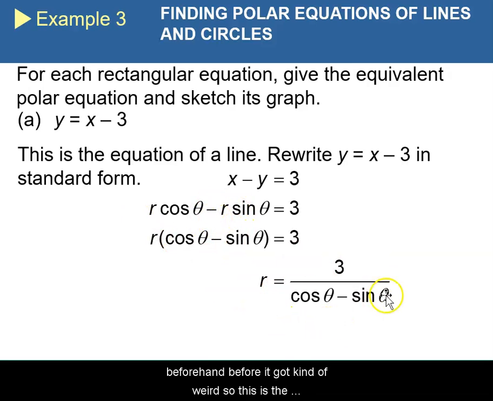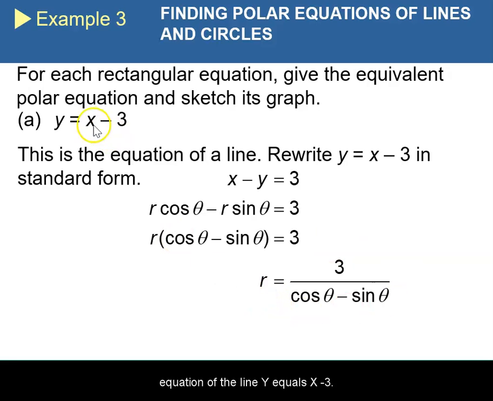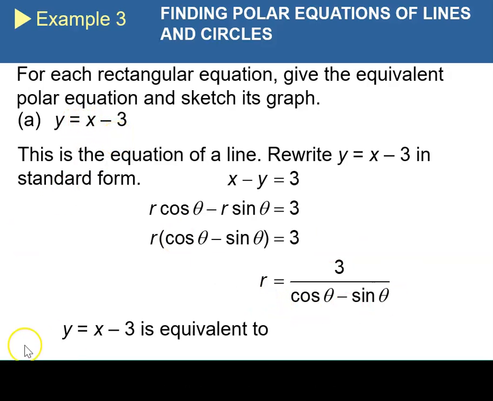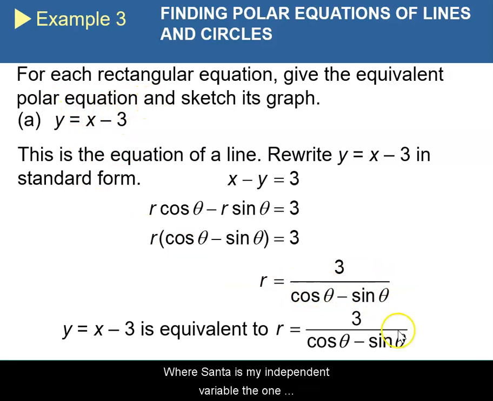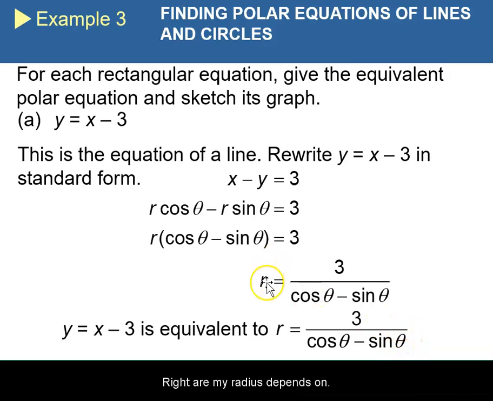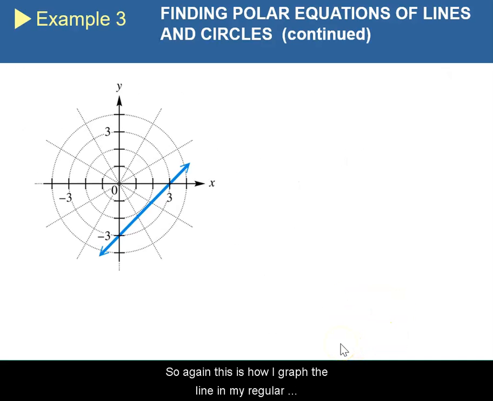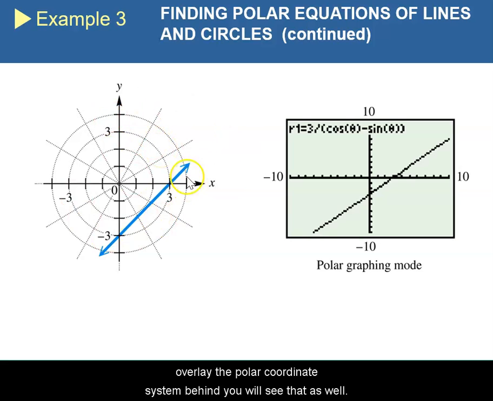So this is the equation of a line, y equals x minus 3. This equation is equivalent to this equation where theta is my independent variable, the one that changes on its own, right? And r, my radius, depends on whatever value I have plugged in for theta at that time. So again, this is how I graph the line in my regular rectangular coordinate system, and then if you overlay the polar coordinate system behind it, you will see that as well.